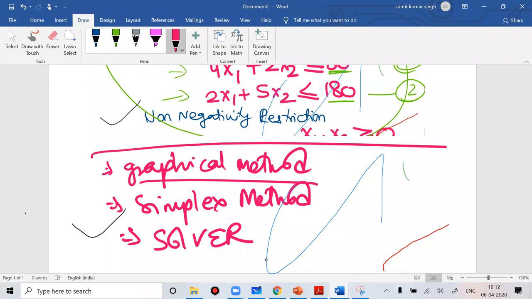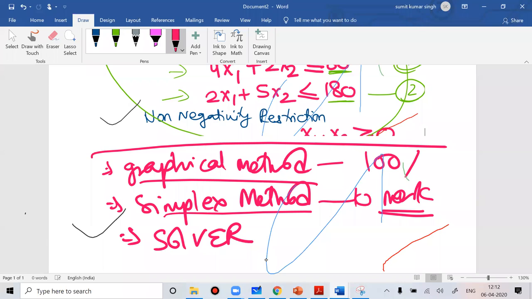The simplex method is the complicated form of solving the problem. Simplex method is difficult. In the simplex method, in exam, you'll get a 10 marks question. It is very complicated to solve the question by the simplex method. Graphical method, 100%, it will come in exam. In the next class, I'll discuss how you can solve by using the graphical method. And solver is a function in MS Excel.